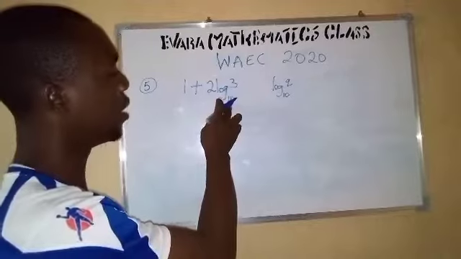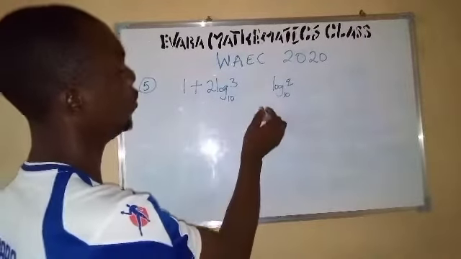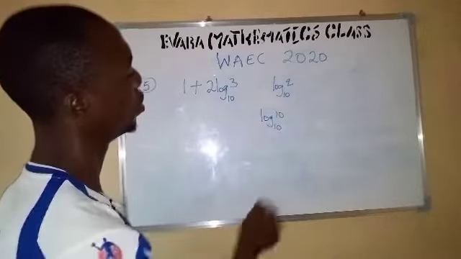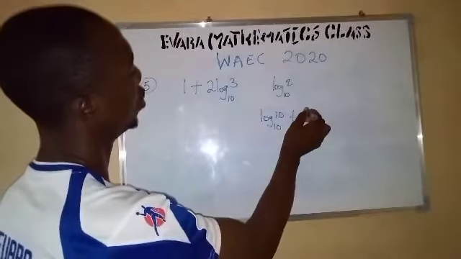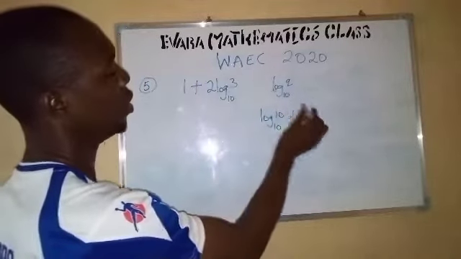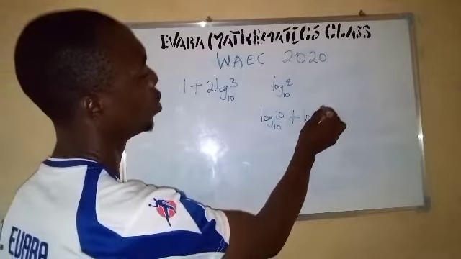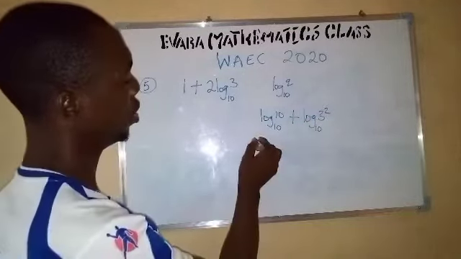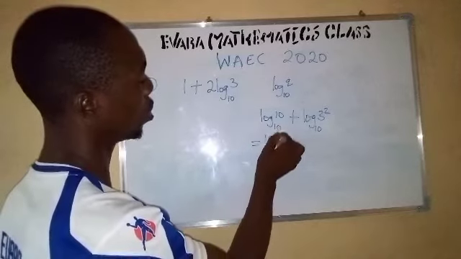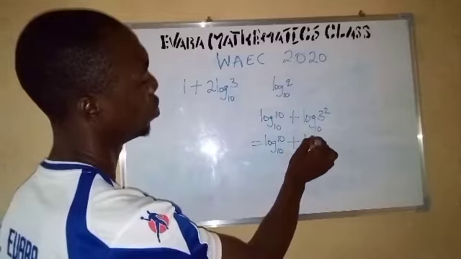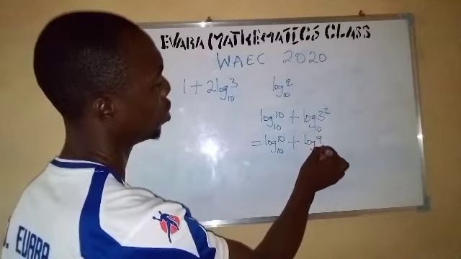We are dealing with base 10. So 1 is the same thing as log 10 base 10 plus, this 2 is the power of this 3. So it will become log 3 squared base 10. That is log 10 base 10 plus log 9 base 10.